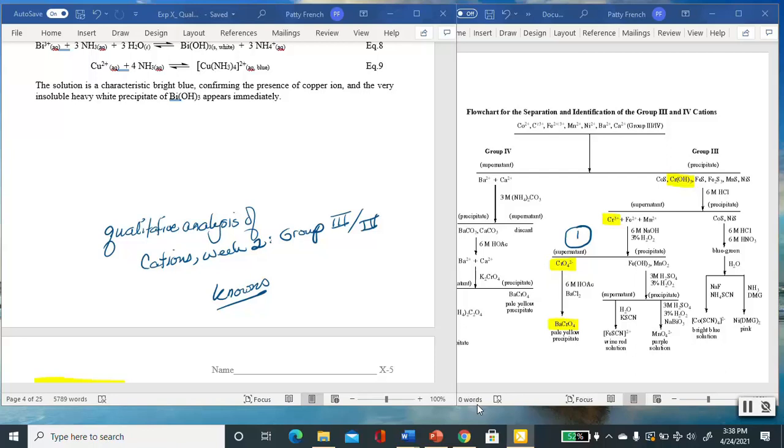Hi again. We're going to continue. This is the second week of the qualitative analysis of cations. We're going to be looking at group 3-4 this week.